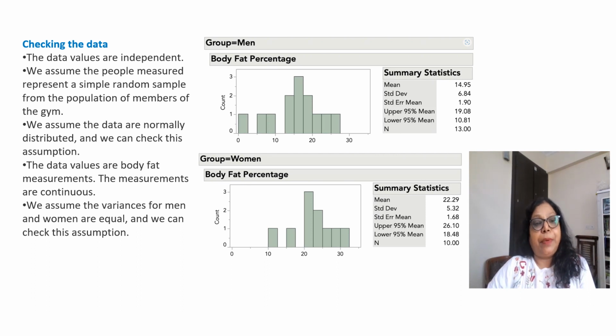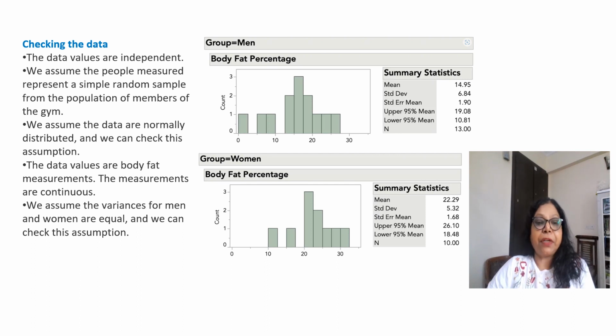The data values are independent. So the body fat for any one person does not depend on the body fat of another person. We assume the people measured represent a simple random sample from the population of members of the gym. We also assume that the data are normally distributed, and we can check this assumption. The data values are body fat measurements. The measurements are continuous. We can also assume that the variances for men and women are equal, and we can check this assumption. But before jumping into analysis, we should always take a quick look at the data.